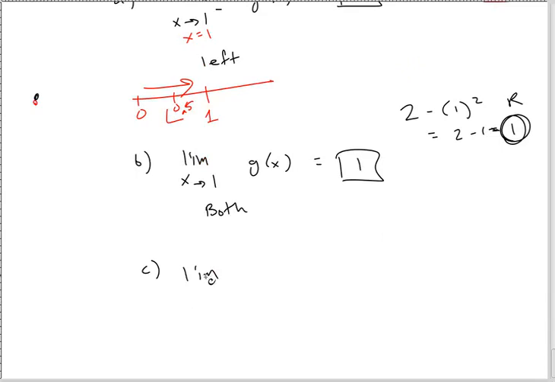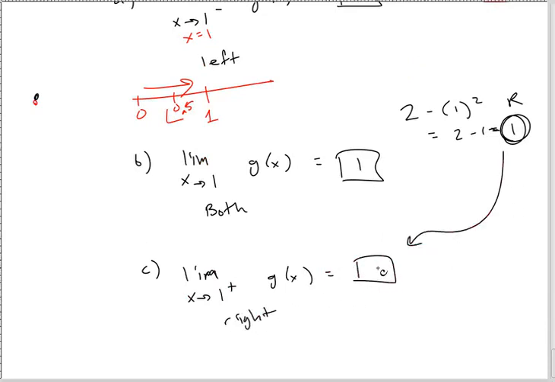Well, I guess I already skipped ahead a little bit. It says, hey, what's the limit on the right side? So this is the right side. Well, we just did it. It's that one right there.